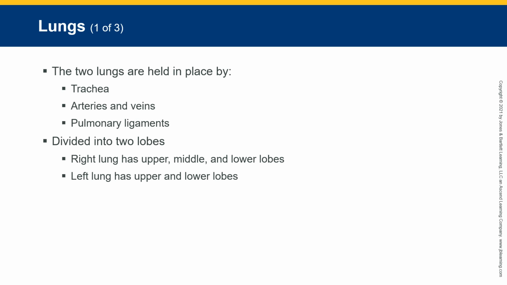The two lungs are held in place by the trachea, arteries and veins, and pulmonary ligaments, and each is divided into lobes. The right lung has an upper, middle, and lower lobe. The left lung has an upper and lower lobe. Can anyone tell me a reason why the left lung doesn't have a middle lobe? Something else sits there. Your heart sits on the left side. So your right lung has 3 lobes, the left lung has 2, because there's something in the way.